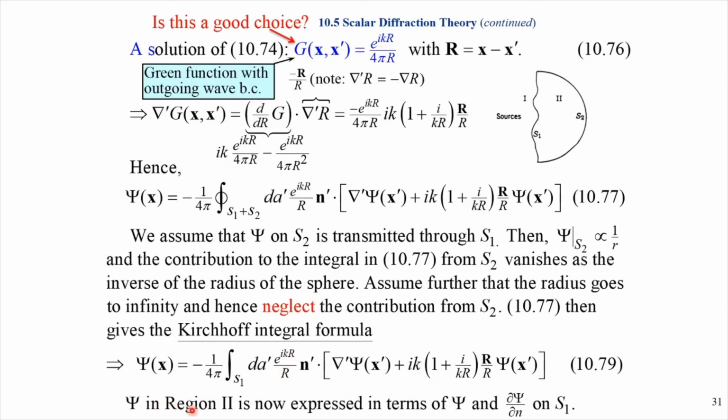Phi in region 2 is now expressed in terms of phi and partial n on S1. That is, all the radiation in region 2 can be calculated from the source terms on surface 1. Reasonable. What could go wrong? Looks okay.